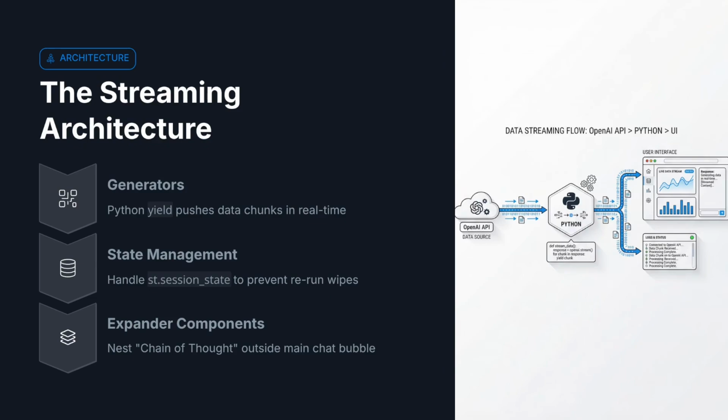On the Streamlit side, we need to catch these fragments and render them inside a chat message container, while simultaneously using a status expander to house the agent's internal reasoning. This architecture ensures the UI stays alive and responsive, while the LLM does the heavy lifting.